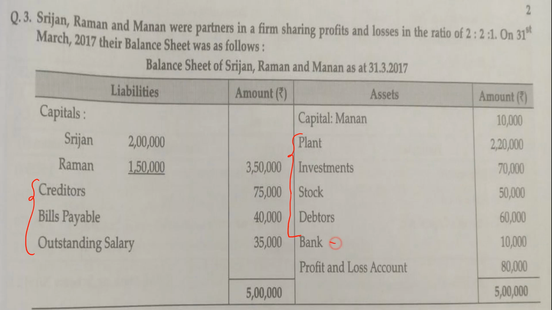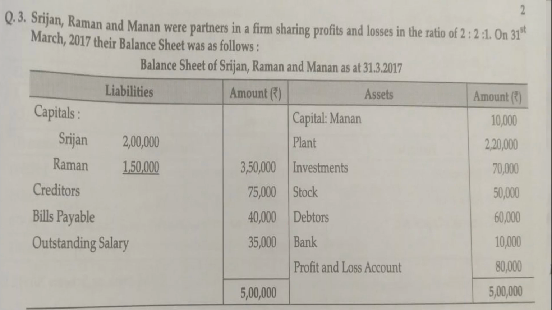Bank account is going to be separately opened with the debit balance of 10,000. And this is the profit and loss account, which was a fictitious asset, which was not to be transferred to realization account. Where do we transfer it? We transfer it to the debit side of partners' capital account in the profit sharing ratio. So this is how the items are going to be dealt with. So I hope it is clear.